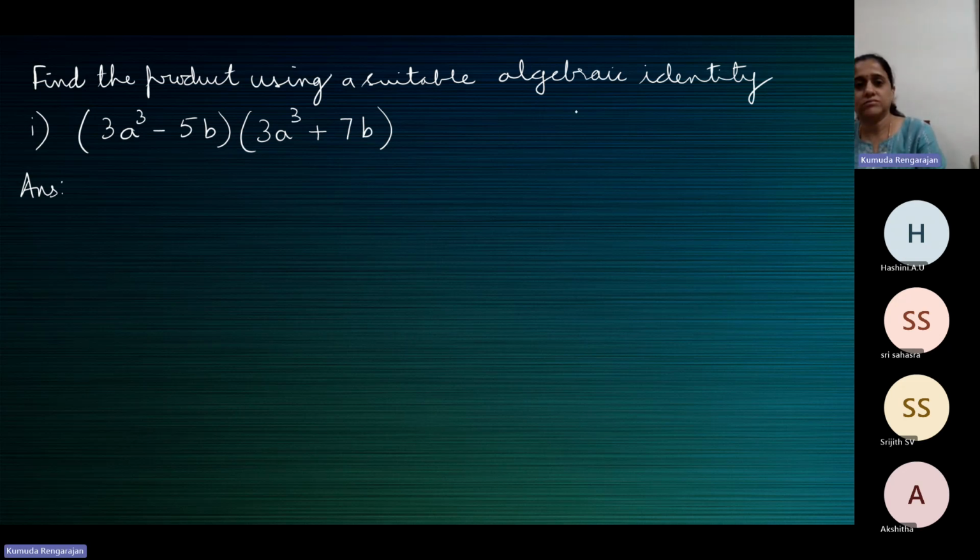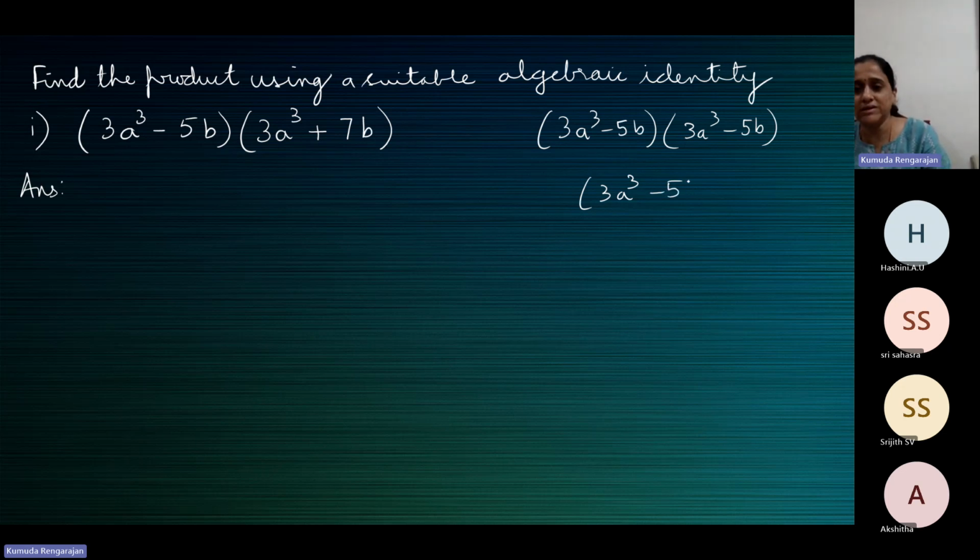Now, can this be written as something the whole square? The two brackets have different expressions. See, if it is a plus b into a plus b, you can write it as a plus b the whole square. See, supposing we had 3a cubed minus 5b into 3a cubed minus 5b. Then this can be written as 3a cubed minus 5b the whole square.